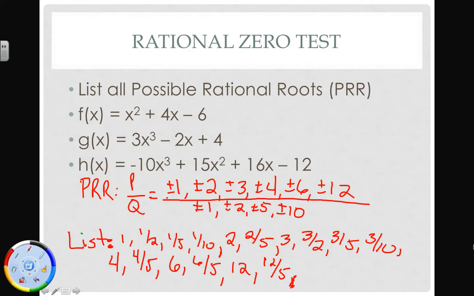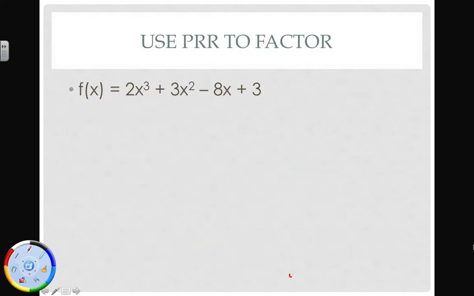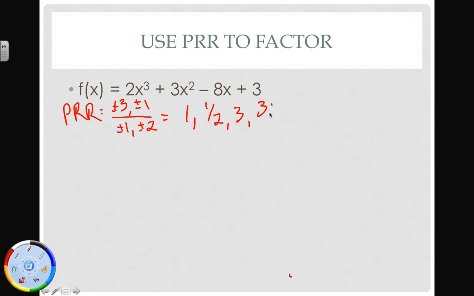All right, so let's move on to actually finding some zeros. So we're going to use the PRR to factor this cubic function. So we are going to say, all right, let's look at the PRRs. We're going to get plus and minus 3, plus and minus 1. I know I did that out of order. Sorry. Plus minus 1, plus minus 2. And I get 1, 1/2, 3, and 3/2. Now, we really hope it's not a fraction.